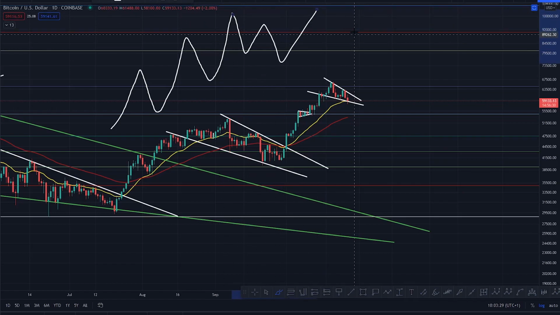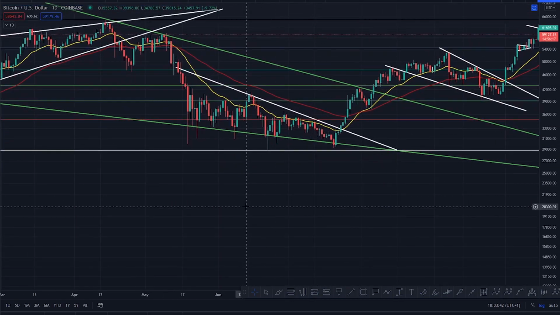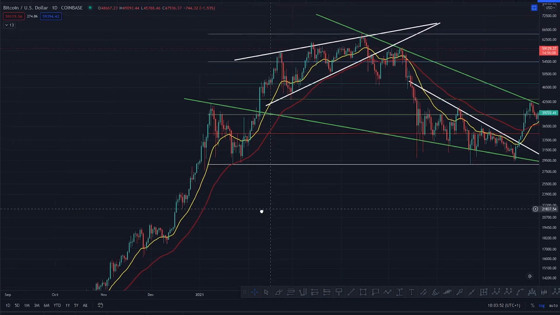Sometimes these ABCs can be ABC flats like this, or ABC zigzags. There are so many. I think there's 21 variations of an ABC in Elliott wave theory. I won't bore you, but it's definitely interesting stuff. The more you zoom to the left, you will see this rinse and repeat pattern here. For example, on the way up here, there's multiple ones. So let's take this for example.